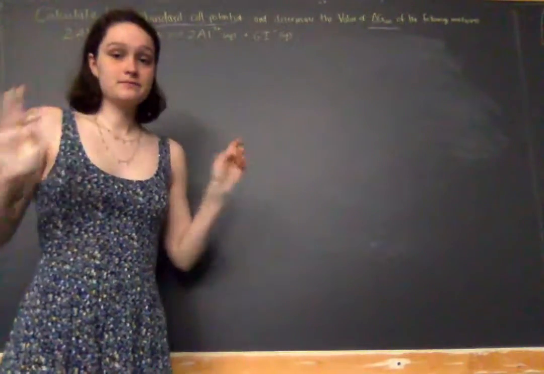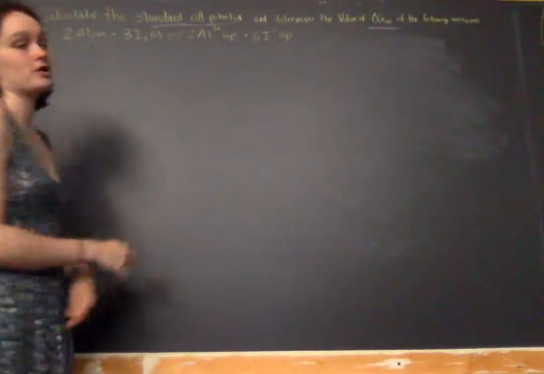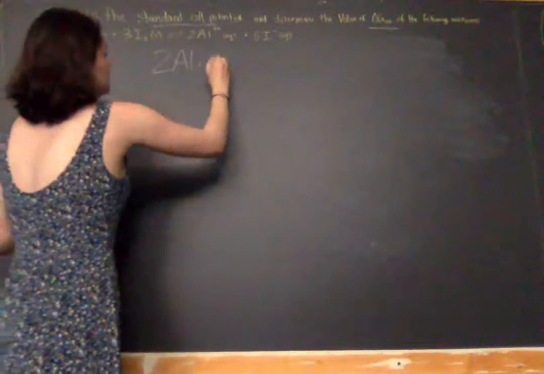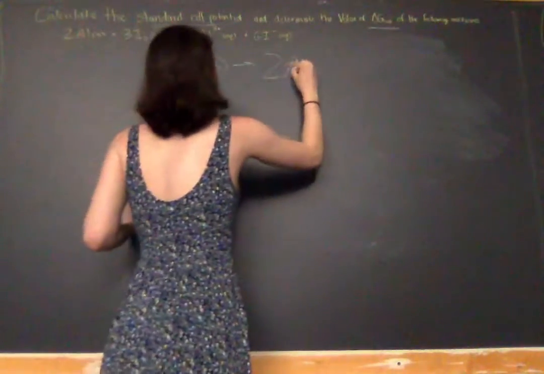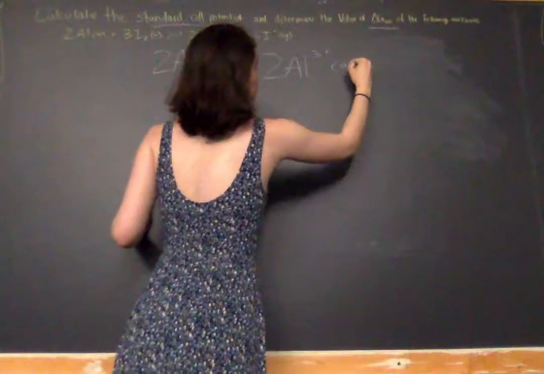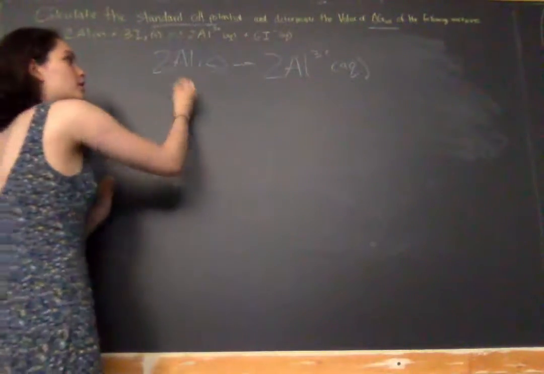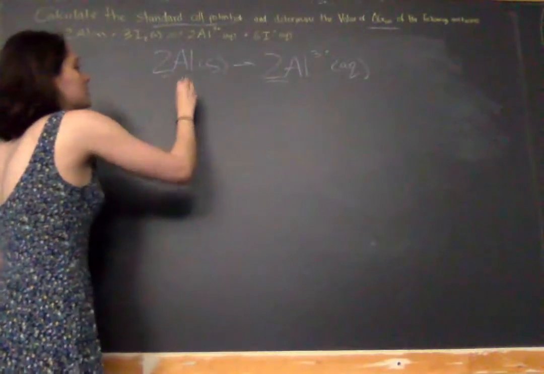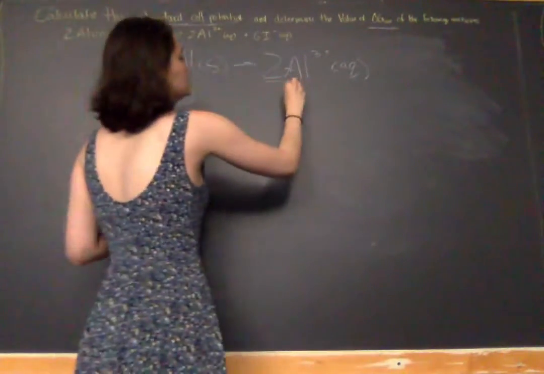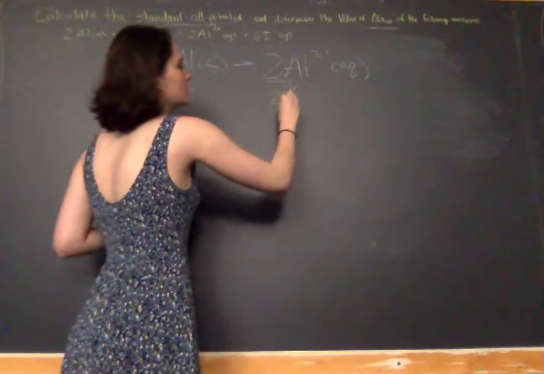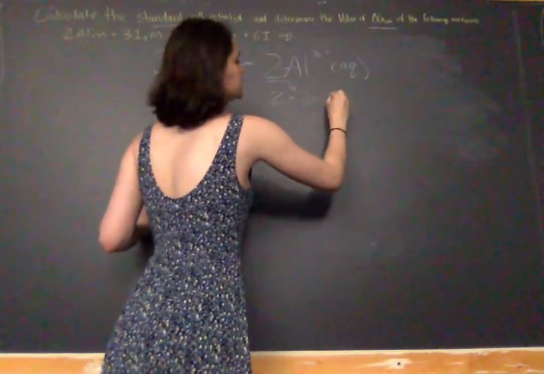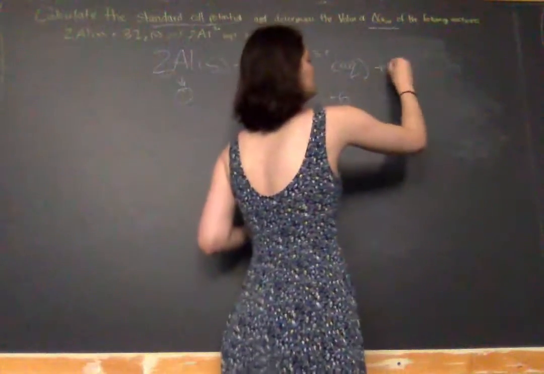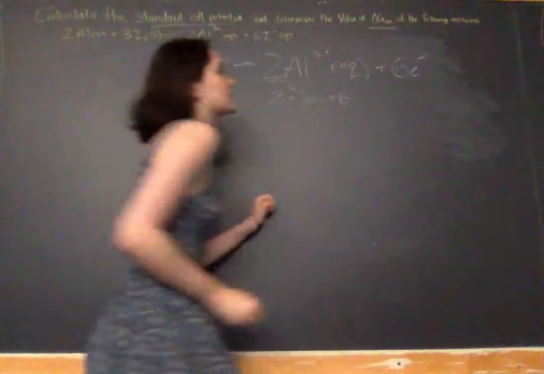So for this type of problem, we're first going to want to write our half reactions, which is 2Al solid goes to 2Al3+ aqueous. All right, so our Als are balanced, but our charges are not. So what we do here is our charge is 0, our oxidation number is 2 times 3 plus, which is plus 6. And in order to balance that out, we must have 6 electrons here.